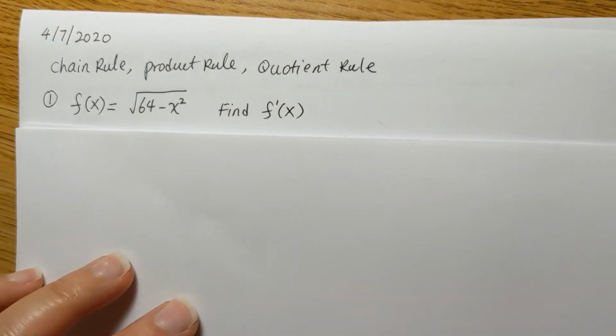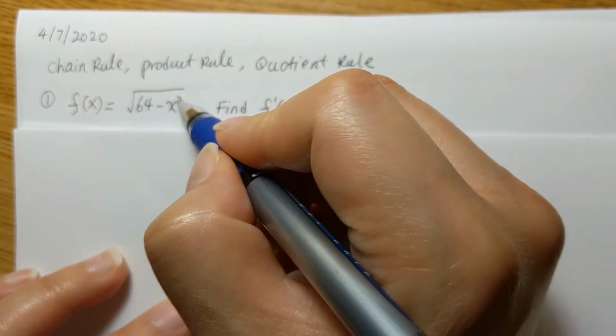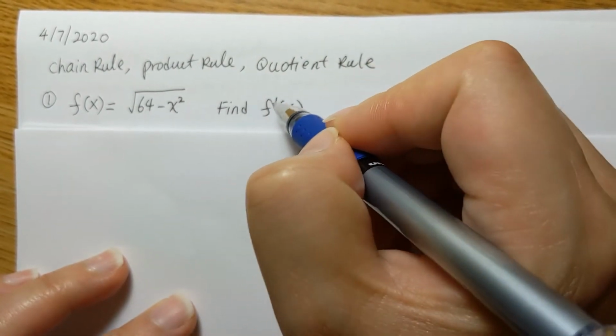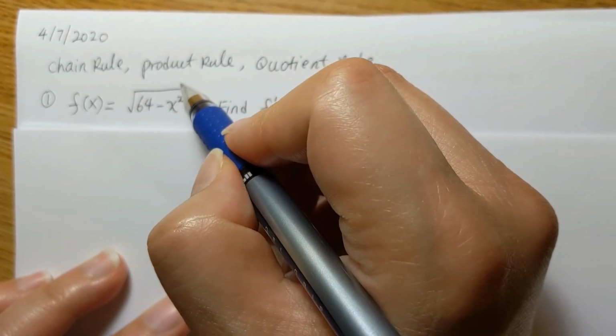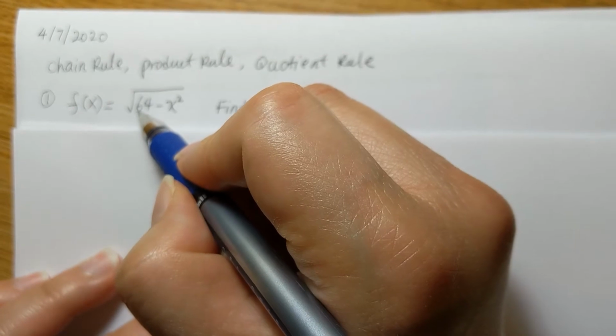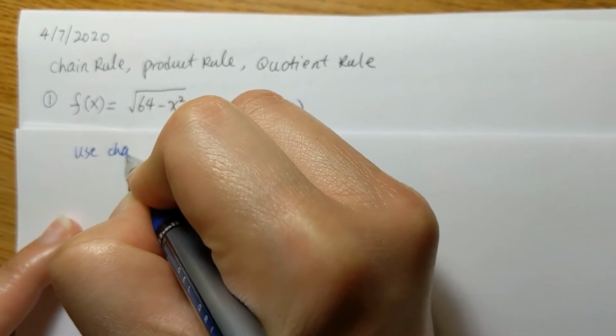So let's take a look at number one. We have f of x equal to the square root of 64 minus x squared, and we have to find f prime of x. The outer function is the square root, and the inner function is 64 minus x squared. So we're going to use the chain rule.